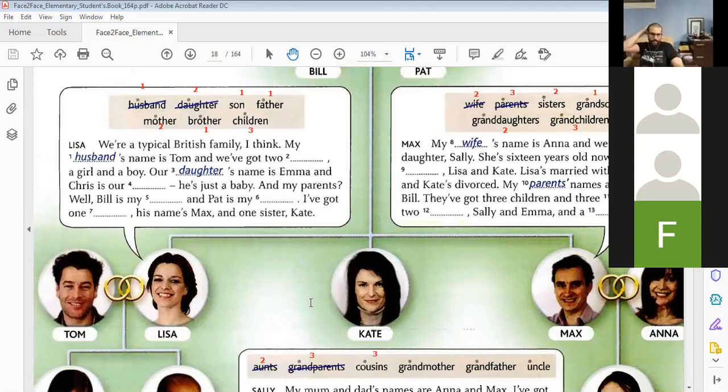When we say cousins, we mean the girls and boys, the children of the aunts and uncles, all of it. Okay. Grandmother? Two, female. Grandfather? One, male. And uncle? One, male. Yes, correct.